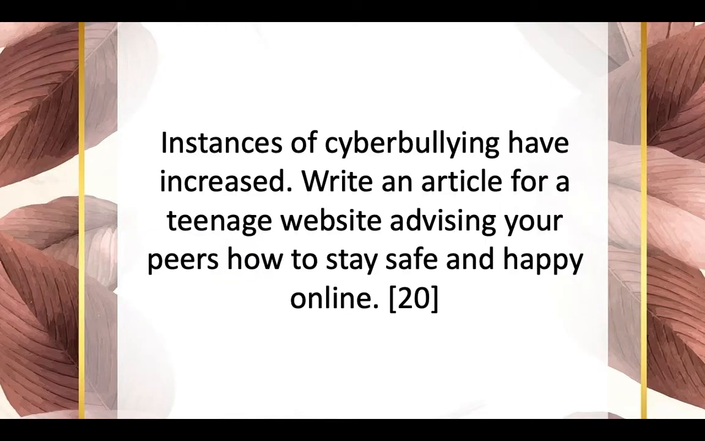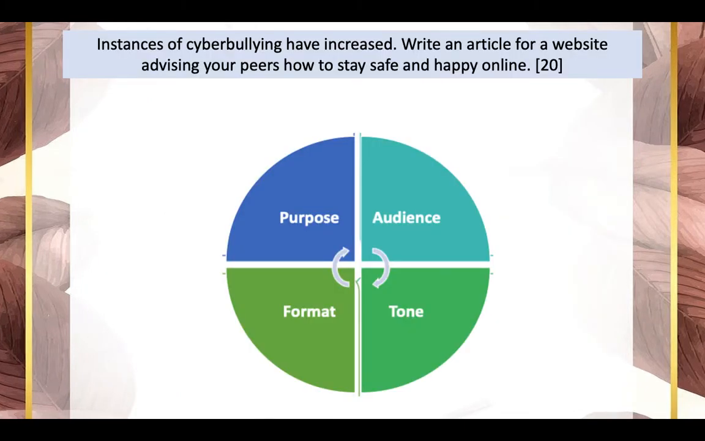Okay, here is your task for today then. So this says, instances of cyberbullying have increased. Write an article for a teenage website advising your peers how to stay safe and happy online. Let's have a look at this task in a little bit closer detail then.